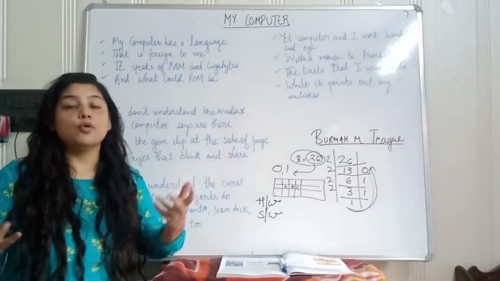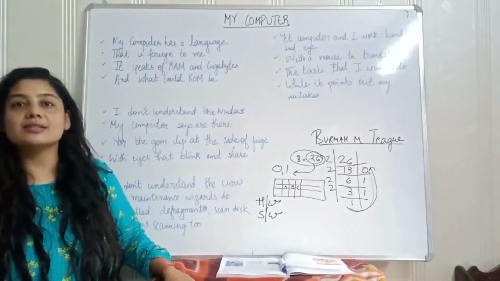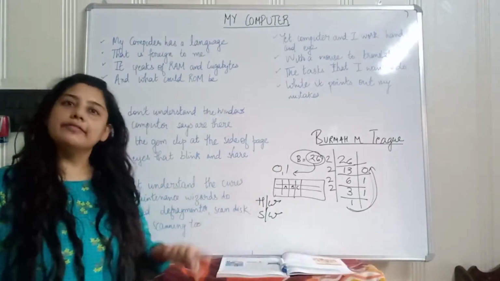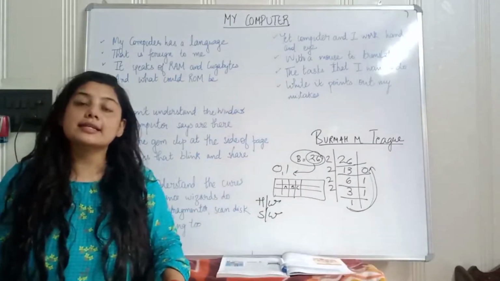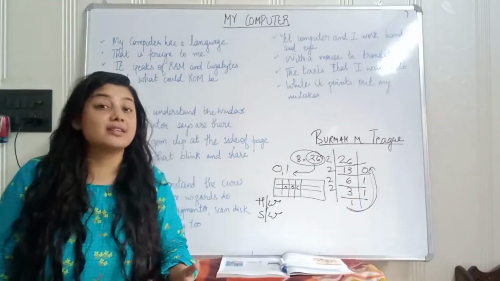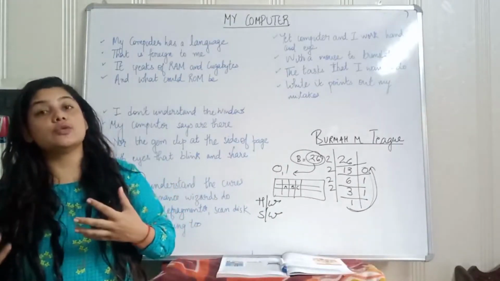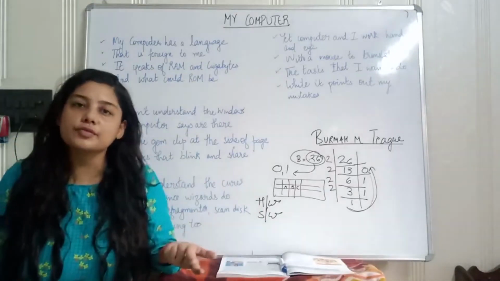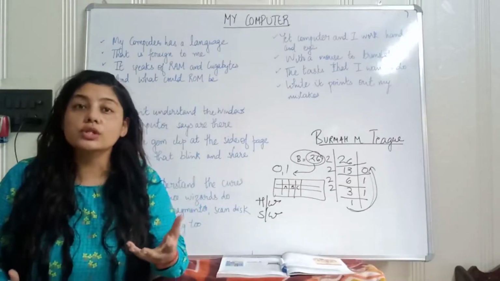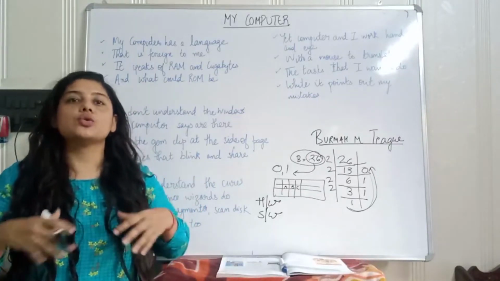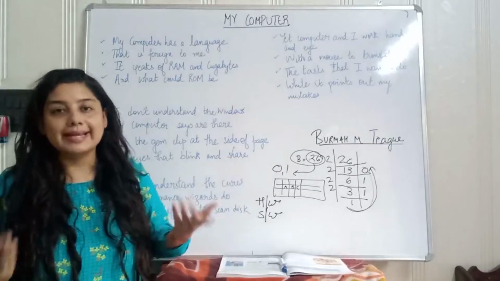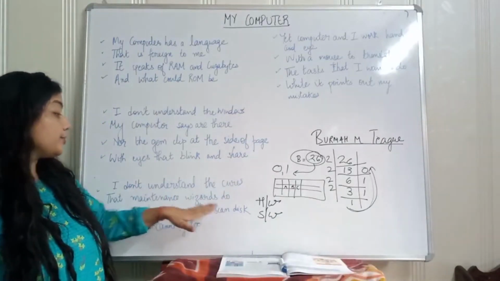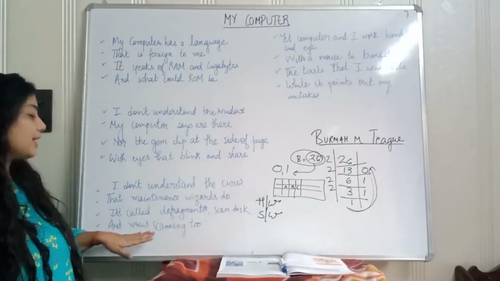Now suppose the keyboard stops functioning, maybe some key has come out of it. So you will get the keyboard replaced. It is a kind of hardware maintenance. And software maintenance is, suppose any virus has infected the system, how you're going to remove that virus or protect the system from the virus is a kind of software task. Or updating the windows or installing some program is another form of software maintenance. It is called defragmentation, defragmenter, scan disk and virus scanning too.